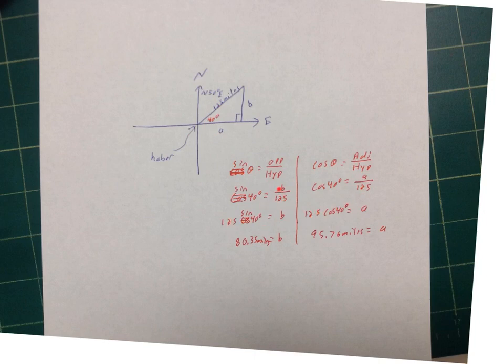So B, the vertical, the distance north, would be 125 times sine of 40, which is a little over 80 miles. A would be 125 times cosine of 40. That'd be the distance due east. It's 95.76 miles. Hope that helps.